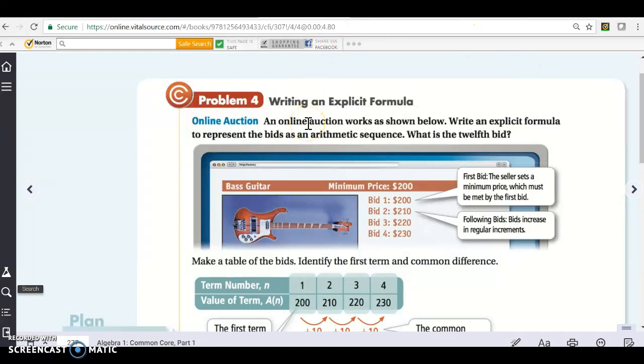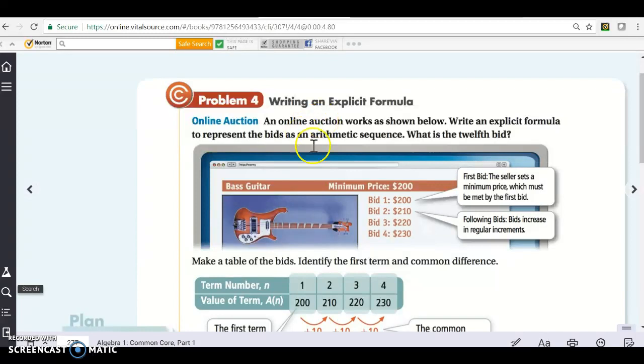It says writing an explicit formula. An online auction works as shown below. Write an explicit formula to represent the bids as the arithmetic sequence. What is the 12th bid? So we have the first bid is 200. The second bid is 210. The third bid is 230.